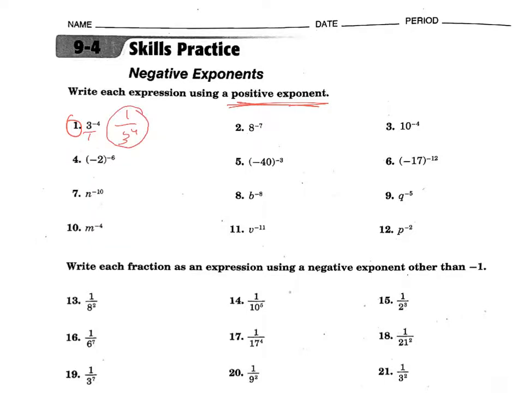How about 5? Because it's got parentheses. I don't want you to forget your parentheses today, okay? So let's put it over 1, and then let's flip it. So it becomes positive. Leave those parentheses in there, right, just like they had it, okay?